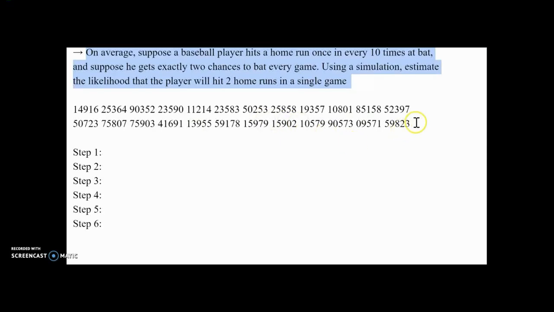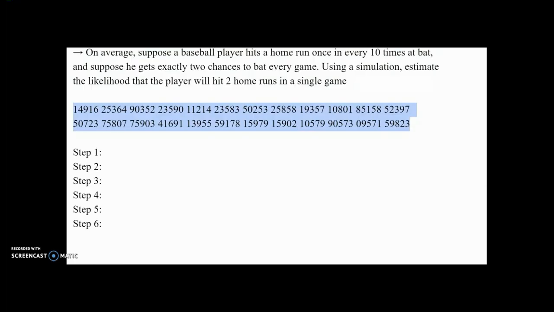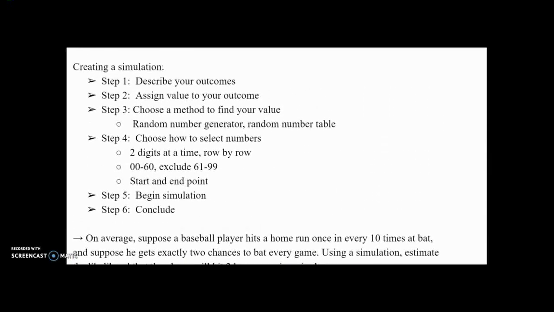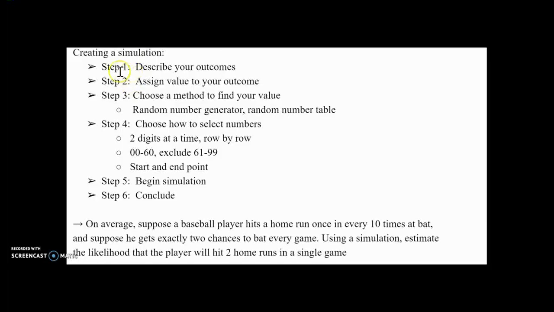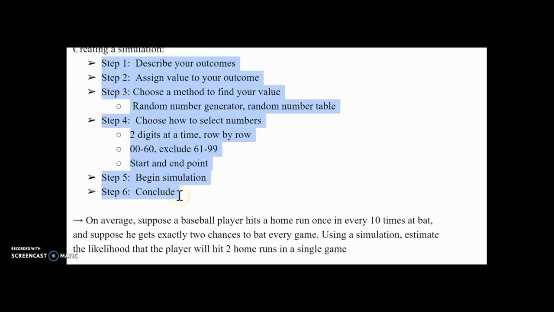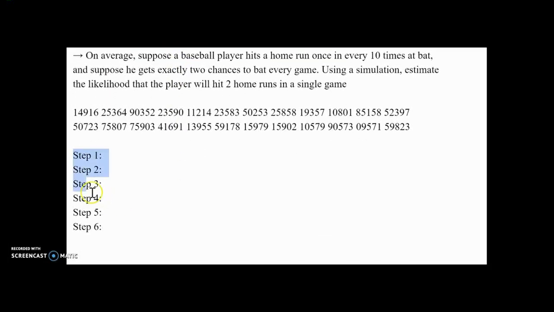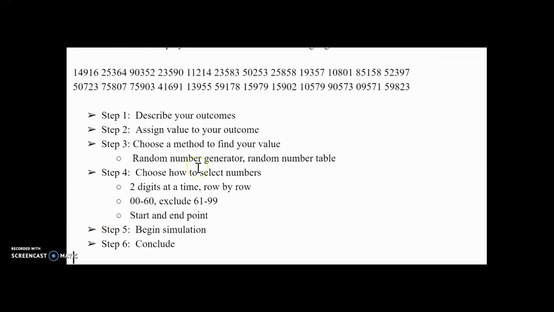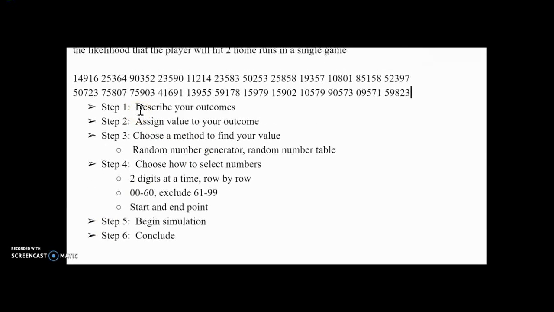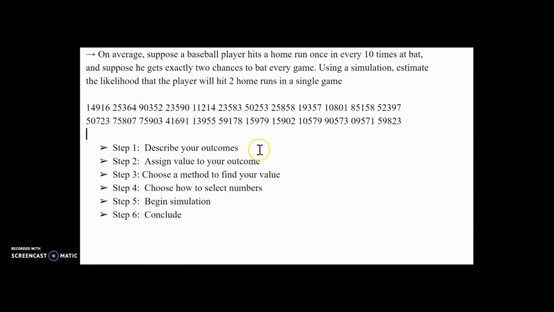Here is just a list of numbers that we would consider to be the random number table that every question should give you. If they don't, then you would have to find your random numbers, or there would be some way of assigning it. So above, as we talked about, it is creating a simulation. What are your steps? So I'm going to quickly copy these so that you can see it while we do the simulation. Maybe you'd like to try this out for yourself. Maybe not. That's completely up to you. So we have to describe our outcomes. What are our target values?